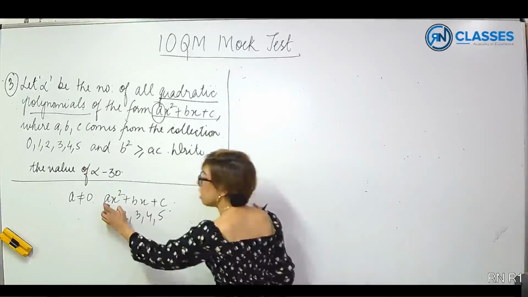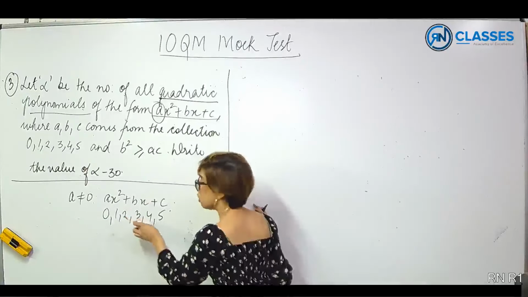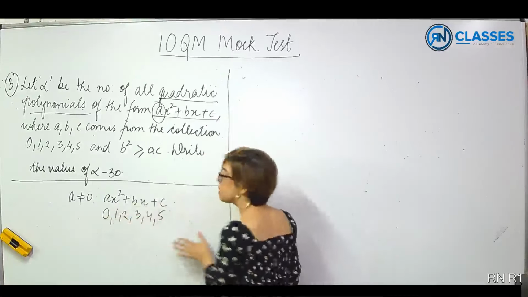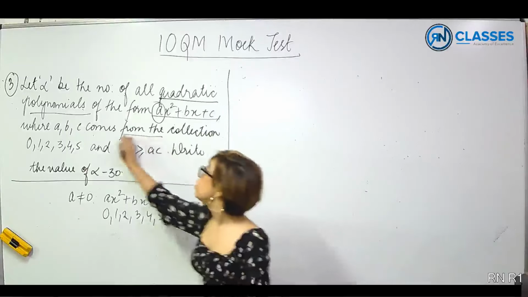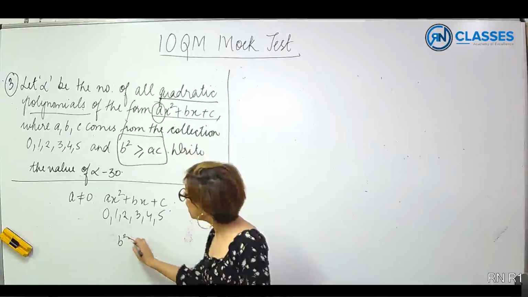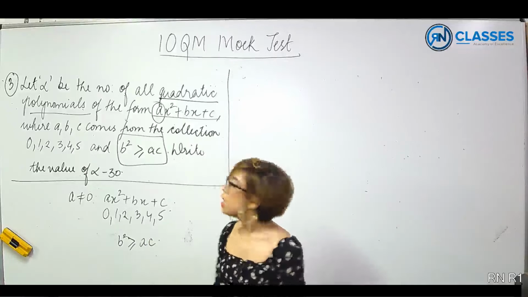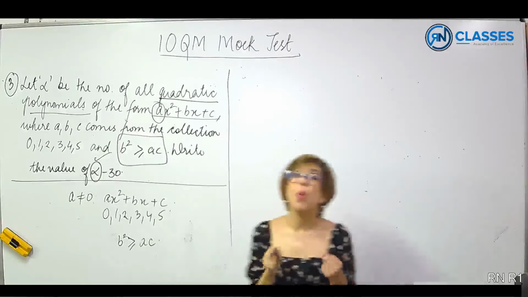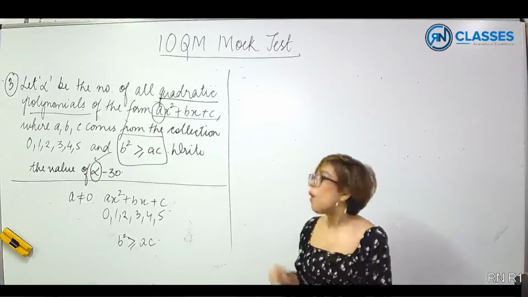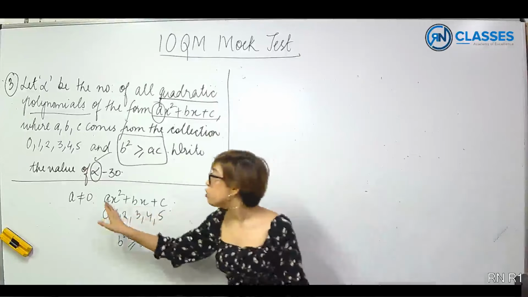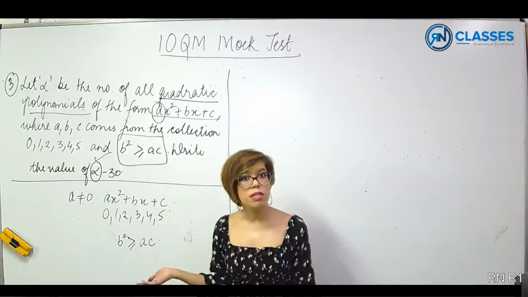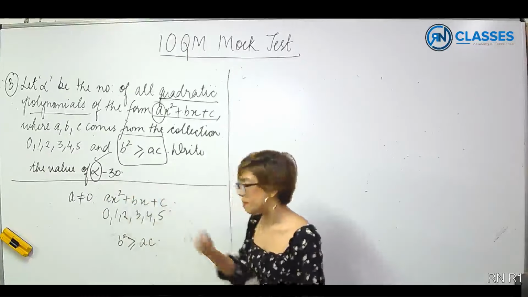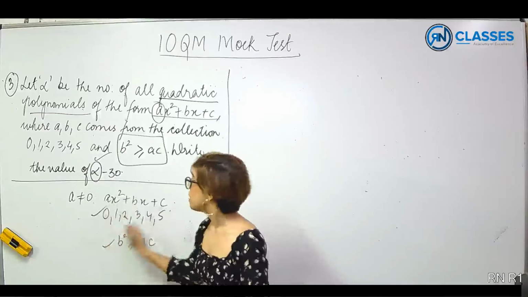Now he says where a, b, c come from this collection 0, 1, 2, 3, 4, 5. So that means a, of course, can't be 0, it can be 1, 2, 3, 4, 5. b can be 0, 1, 2, 3, 4, 5, and similarly with c. And he says this condition needs to be satisfied, that means b square greater than or equal to ac. We need to find the value of alpha minus 30. Basically, I need to find how many quadratic polynomials there are. If I can find the different values of a, b, c, I can have the different polynomials. So I need to know in how many different ways I can have a, b, and c which satisfy this condition as well as this condition.